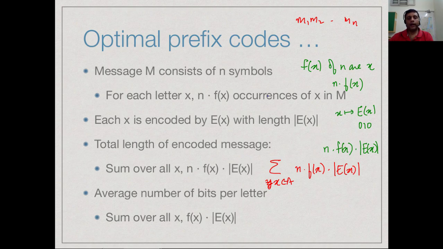Right? And if I don't include this n, because notice that n is not part of the summation, it's an independent thing, it's a fraction of any n. If I just look at the total weighted average of the lengths of the encodings, then this is, if you studied probability theory, what is called the expected length of the encoding. So this is the average number of bits I use for a letter. Okay?